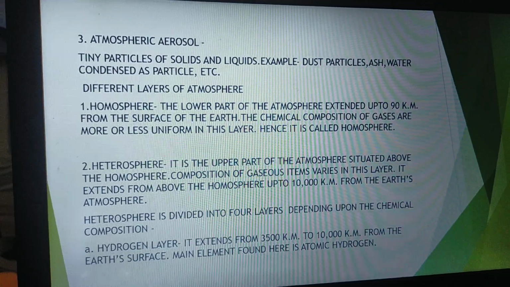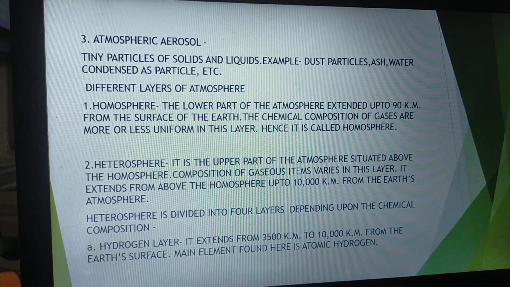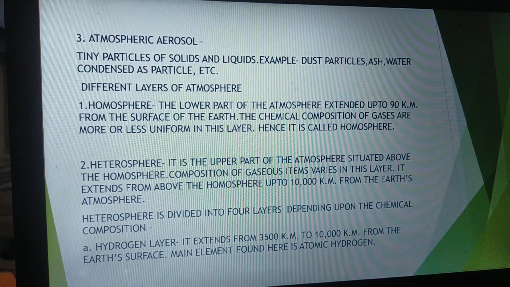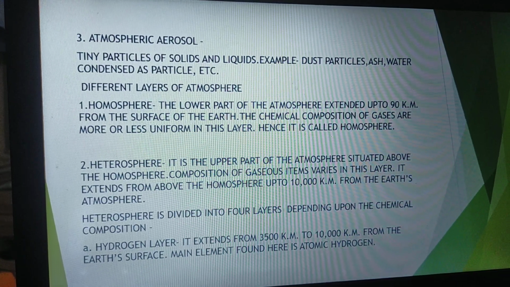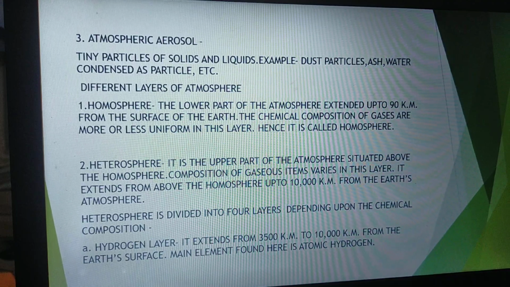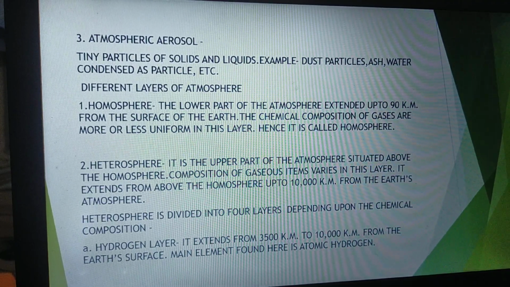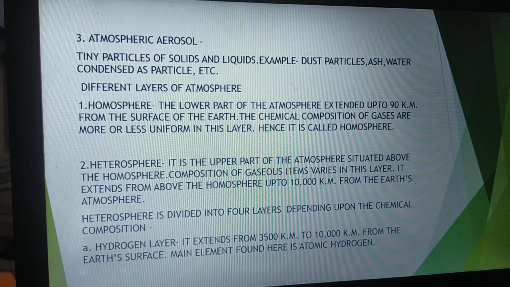The first one is the hydrogen layer. This layer extends from 3,500 kilometers to 10,000 kilometers from the Earth's surface. The main element found here is atomic hydrogen. Hence the name is hydrogen layer.